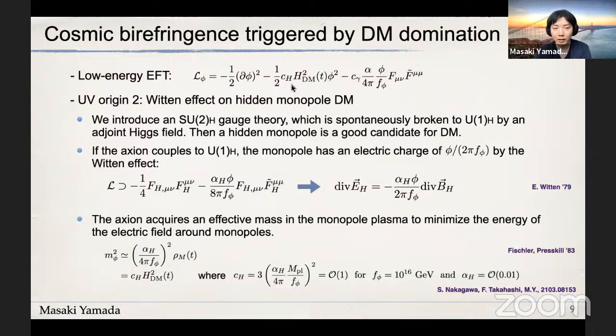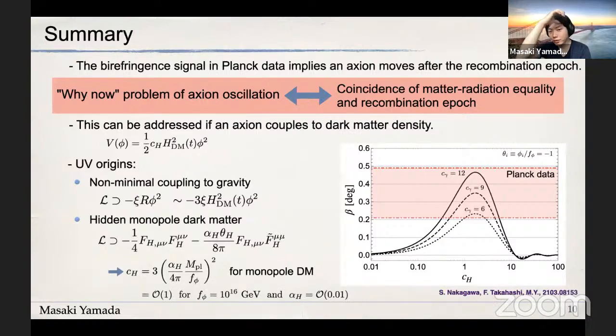Okay. So we have two possible UV origins of the effective mass term, and this low-energy EFT explains the Planck data. Okay. So this is the summary of my talk. According to the recent analysis, the Planck data has a non-zero birefringence signal. And this implies that the axion moves after the recombination epoch before present.